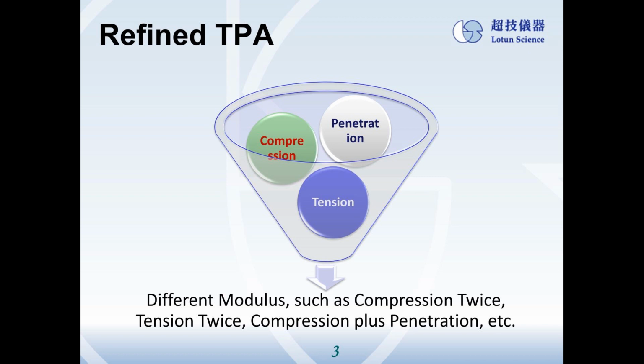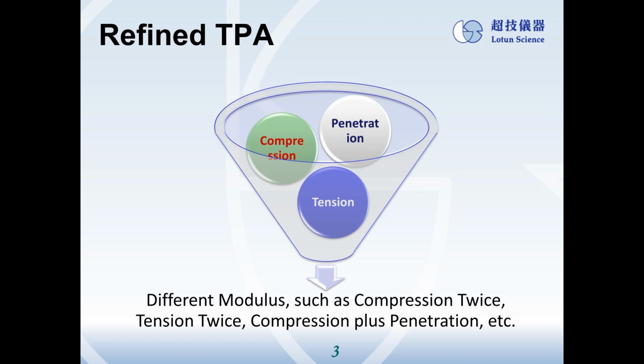In our Refined TPA, we can customize the analytical modulus depending upon the objectives of our analysis. We do this by combining various individual models such as compression, penetration, tension, and shear. For example, we do this with our modulus using a compression twice, tension twice, and compression plus penetration analysis.